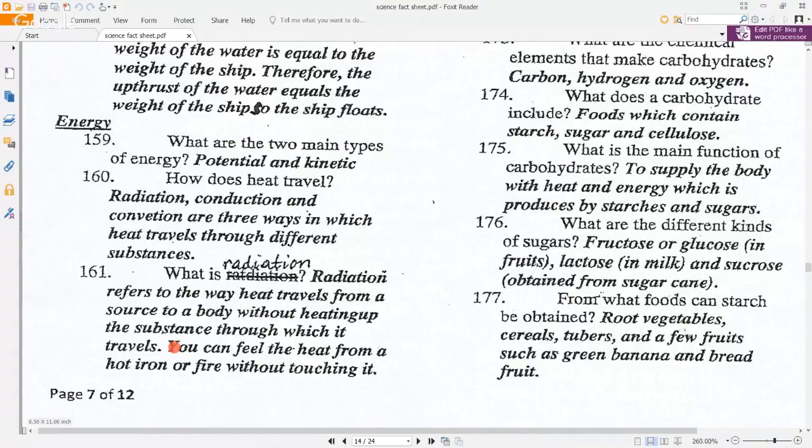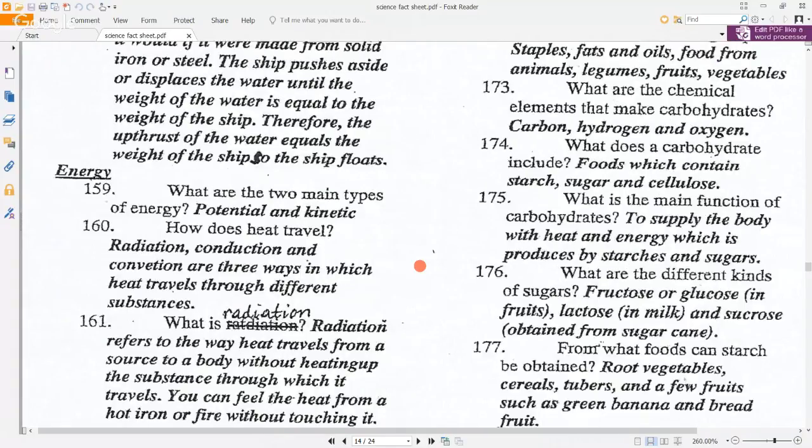Number 161. What is radiation? Radiation refers to the way heat travels from a source to a body without heating up the substance through which it travels. You can feel the heat from a hot iron, or the sun or fire without touching it. All right.